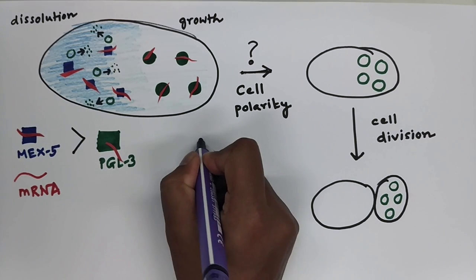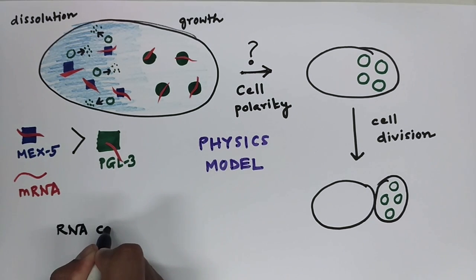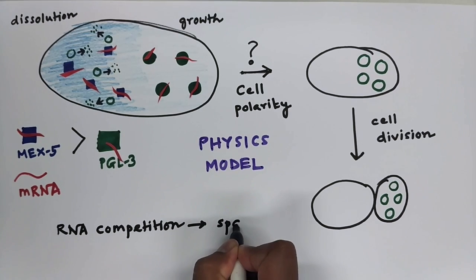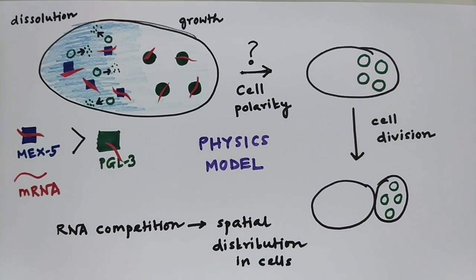Also, we were able to recreate P granule segregation in a theoretical physics model that used parameters we measured inside cells. There are many other important RNA protein compartments in cells, and the RNA competition mechanism we have identified here could represent a powerful mechanism of organizing the spatial distribution of these compartments inside cells.